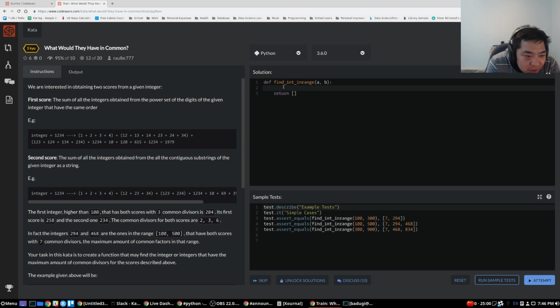The sum of all. Okay, so this. Alright, man. I don't even want to think of the second score right now. That sounds really interesting. The sum of all integers obtained from all the contiguous substrings of each given. Okay.